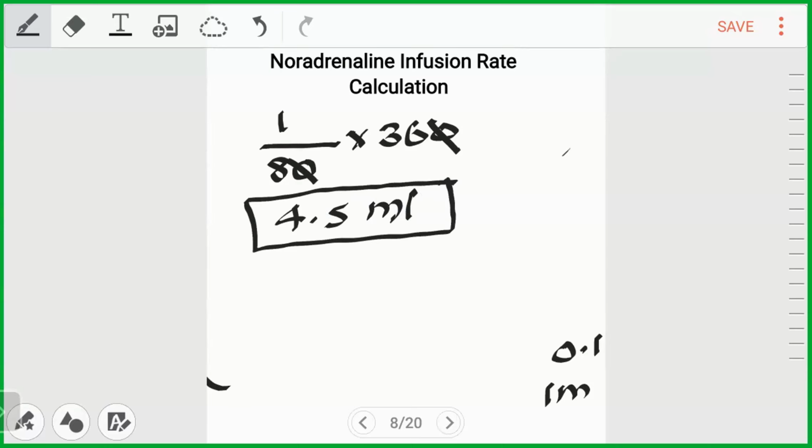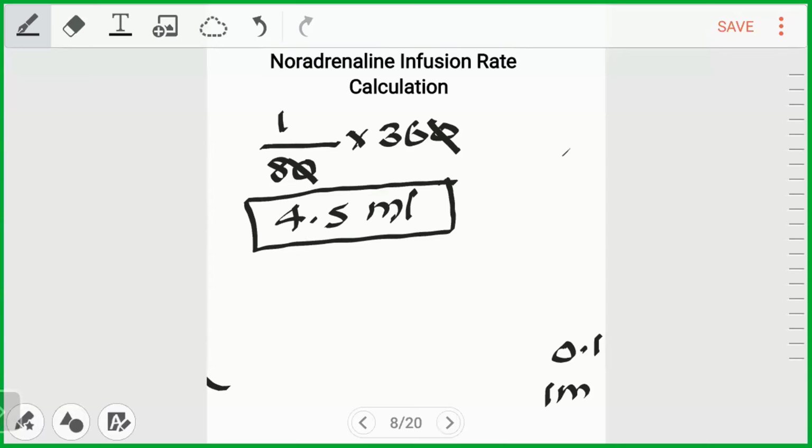Right, nowadays in ICU settings or the HDU there are certain syringe pumps. While using the syringe pump, we don't want to calculate in such a way, right? We have to enter the patient's weight as well as the microgram that we have to administer as well as the information of the syringe. It means how many milliliters likewise. So after giving all those things, they automatically calculate this 4.5. Right? The machine automatically calculates this 4.5.